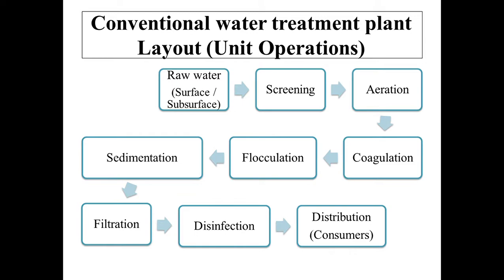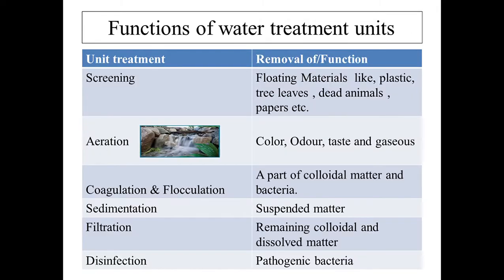The flow diagram or layout of the water treatment plant is like screening, aeration, sedimentation, flocculation, coagulation, filtration, disinfection, and then water is distributed to the consumers from the tap. Then, what is the function of the screening? Screening removes the floating materials like plastic, tree leaves, dead animals, and paper, etc.